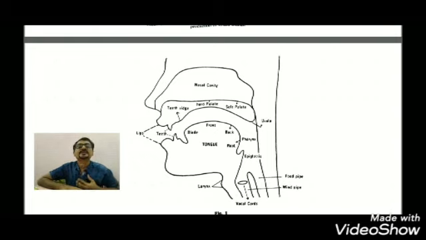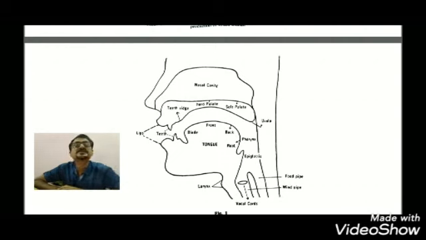These, the respiratory system and the phonatory system, are not visible to us. We can only feel them. But when we talk about the articulatory system, we can see all the organs of the articulatory system. It is very easy to understand and very easy to remember. We start with the upper part.